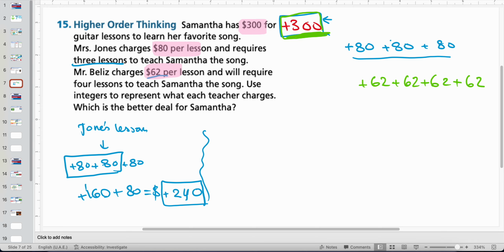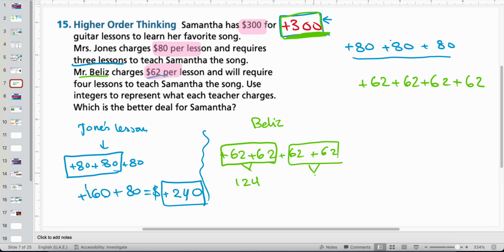Right? Let's check the other teacher, which is Mr. Wells, I don't know. So he will charge 62 for every lesson, but that's going to be repeated for 4 lessons. So let's add 62 and 62, each two together. It's 124. Each two will give me 124. Of course positive because they are the same sign. Now 124 and 124, 4 plus 4 is 8, 2 plus 2 is 4, 248.